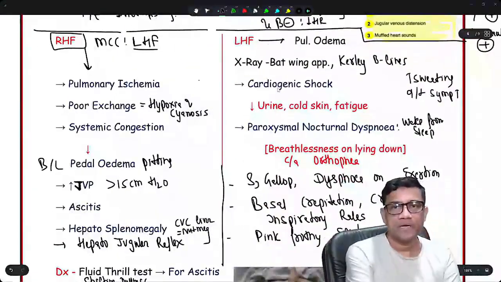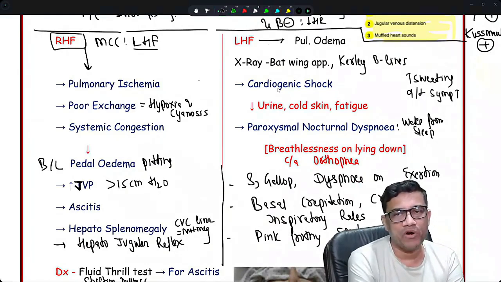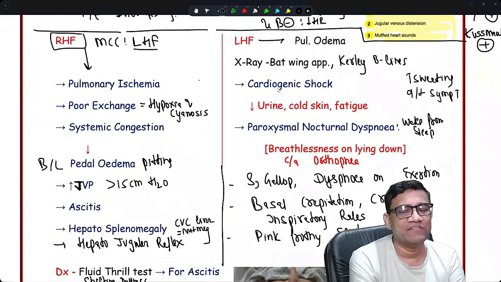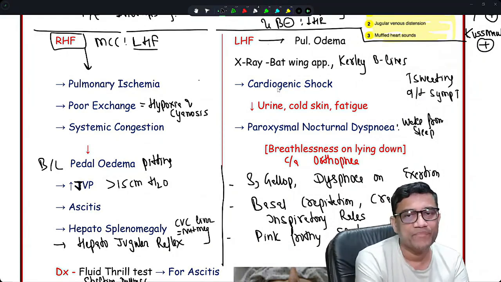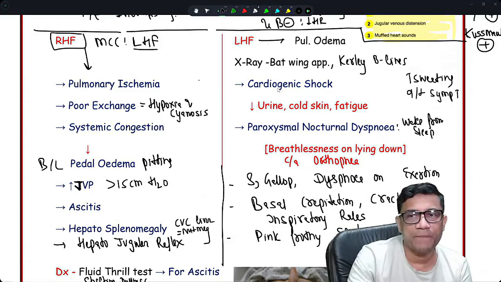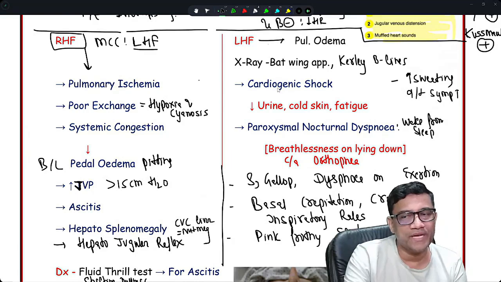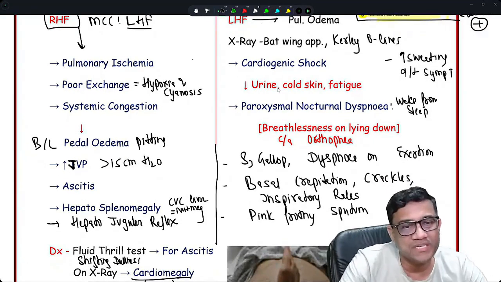Okay. Now come pulmonary edema. In case of pulmonary edema, what do we see? First is X-ray. We see bat wing appearance, then curly B lines. They are the markings of pulmonary edema. Then there's cardiogenic shock because the pumping is not possible. Then there is increased sweating due to sympathetic activity. Then there is decreased urine output, cold skin, and fatigue.